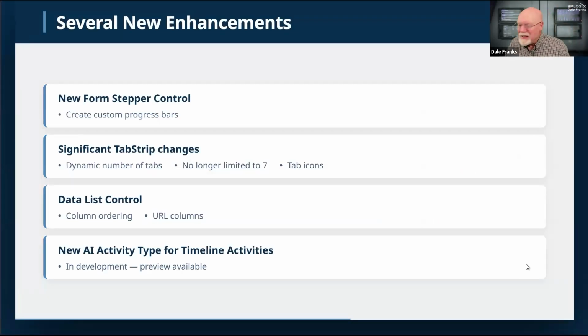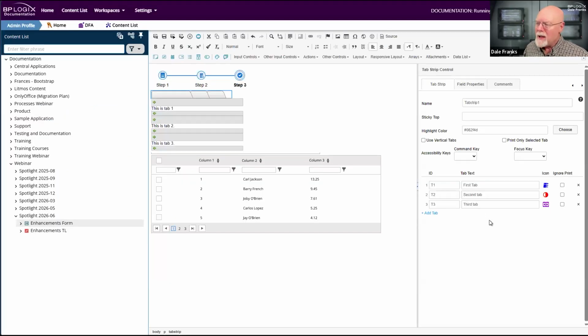Next up, the data list control. We've added a couple of things for the data list control: column orderings and URL columns. Now, I'm not going to be able to fully demo this because I am on a version of 6.1.200 that does not have all of the various threads from the different developers merged into this main. So not everything is going to work exactly right.